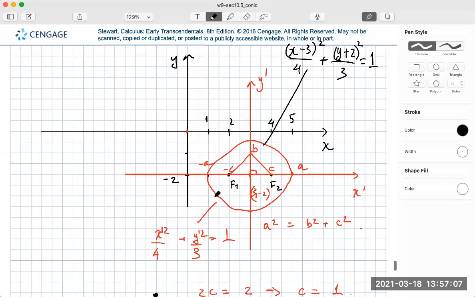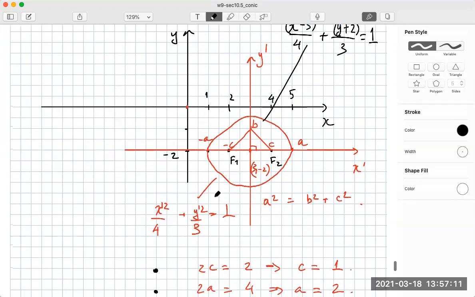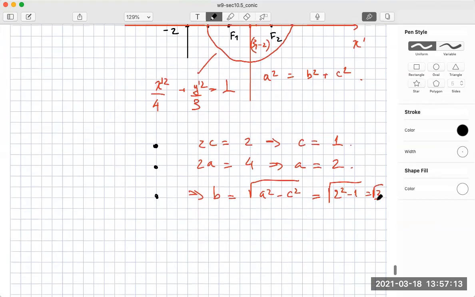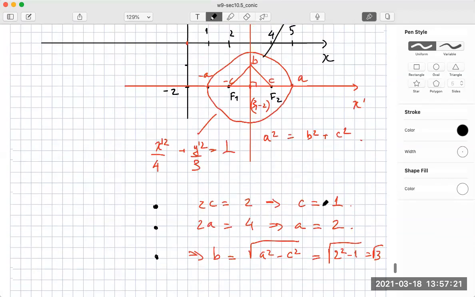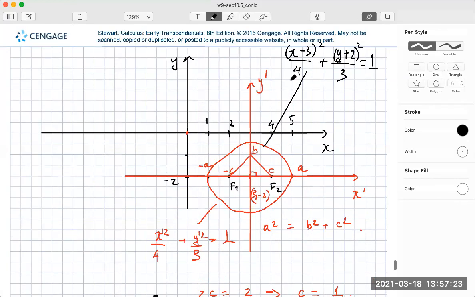Are we good? It was here. 3 is the square root of 3 squared. And 2 squared gives us 4, right? Okay, let us continue.